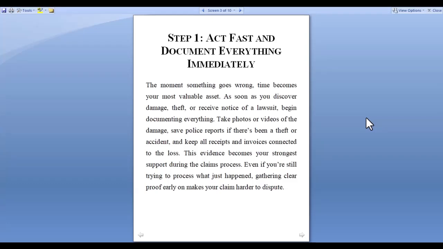Even if you are still trying to process what just happened, gathering clear proof early on makes your claim harder to dispute. So now let's go to the next step.